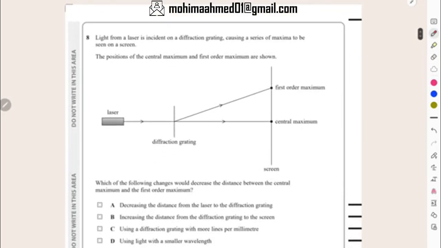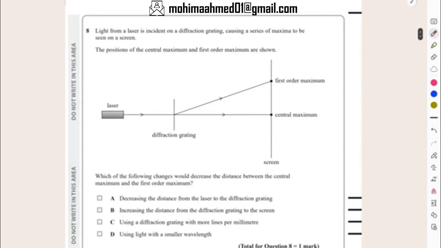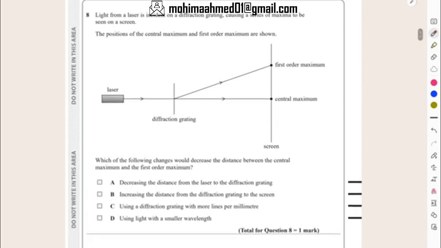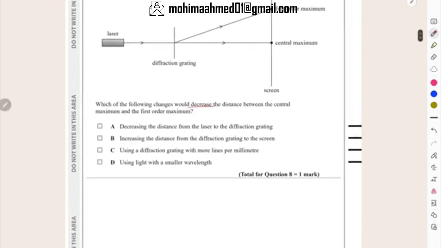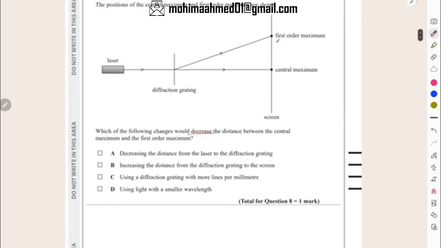Moving on to question 8. Light from a laser is incident on a diffraction grating, causing a series of maxima to be seen on the screen. The positions of the central maxima and the first order maxima are shown. Which of the following changes would decrease the distance between the central maxima and the first order maxima, which is basically this distance, right?